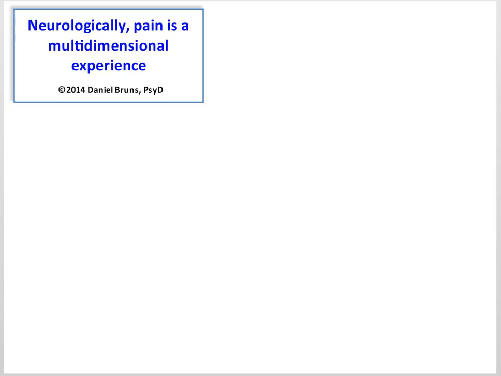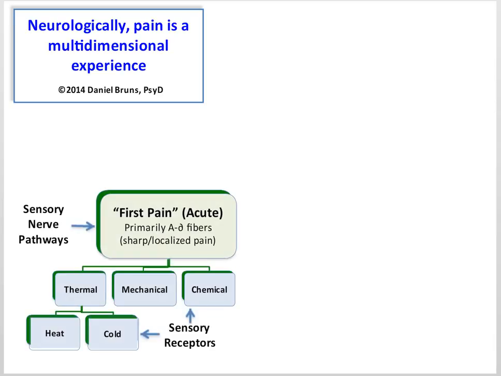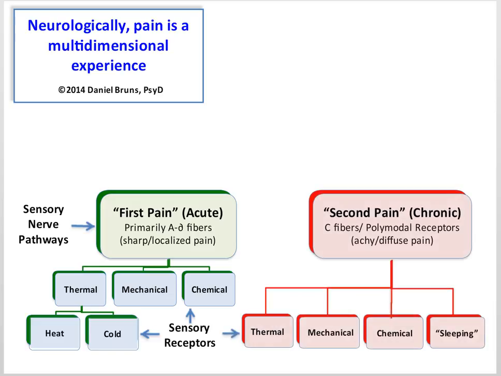Pain sensory receptors are organized into two parallel but distinct pain sensory systems. One is called first pain sometimes, and it's more closely associated with acute pain. This sensory system utilizes A delta nerve fibers and produces a sharp localized pain. In contrast, there is a second pain sensory system which is more closely associated with chronic pain. These pain sensations are conducted by C fibers and have polymodal receptors. These produce an achy, diffuse pain.